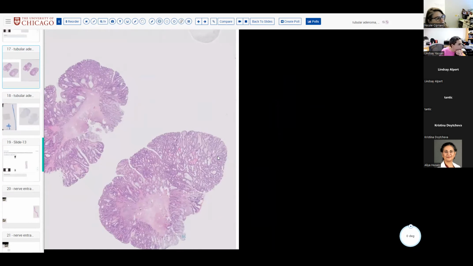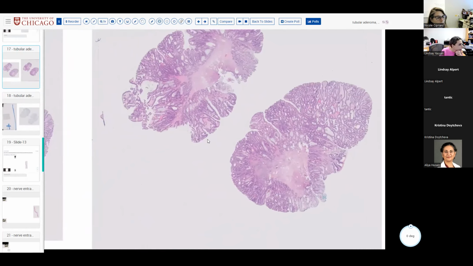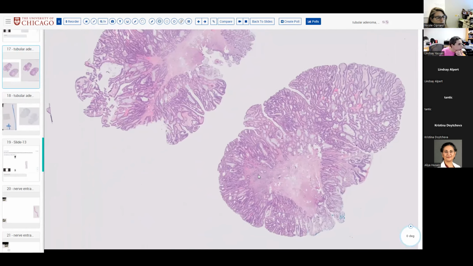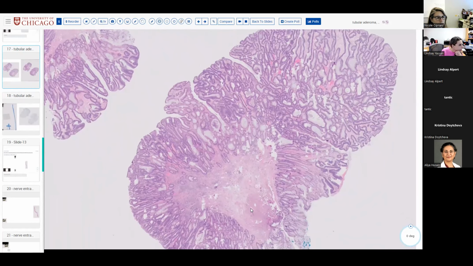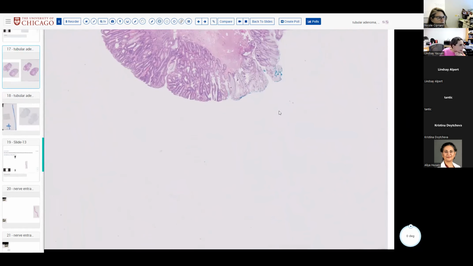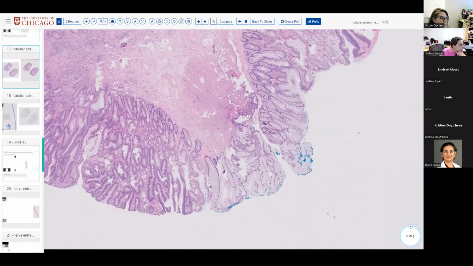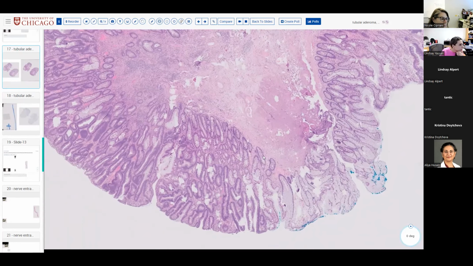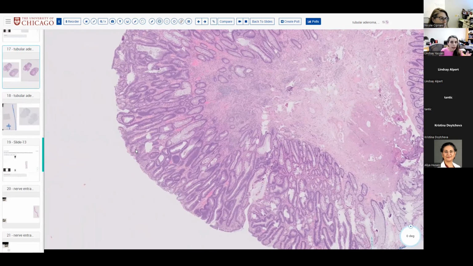So just a couple things from low power. Let me get this into a better focus. So it's a pretty sizable polyp. At low power, you can see the background colonic mucosa over here where the ink is. And when you compare the background colonic mucosa to this polyp, you can see that the epithelium is pretty hyperchromatic. It has pseudo-stratified penicillate nuclei.